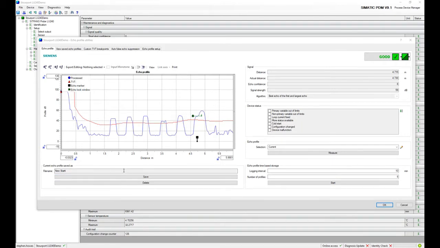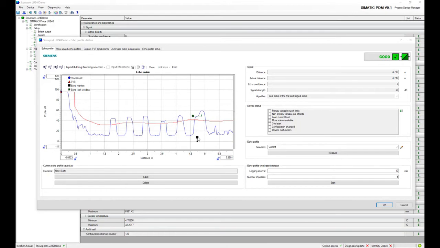So if we have a look at what we've learned so far, the blue signal is our echo coming back. This is our noise floor, so we can see that our noise floor is about 10 decibels. You can see the units on the left hand side. Then we have distance, and then we have the true echo. Here is our echo lock window, and then we have an echo marker to say where it's picked up on that.